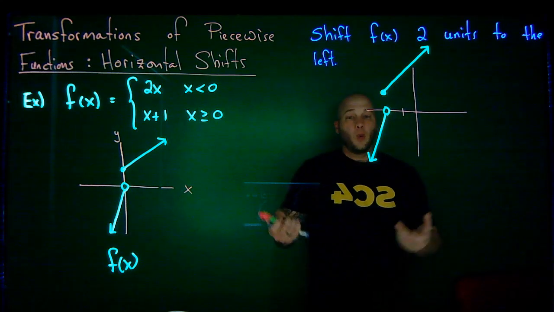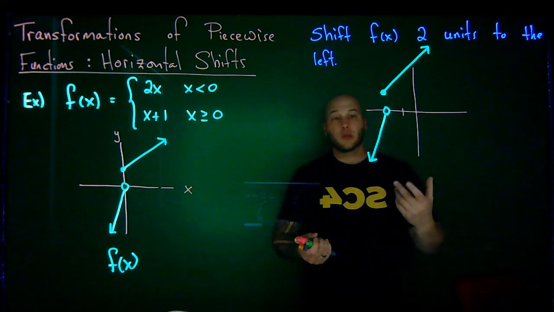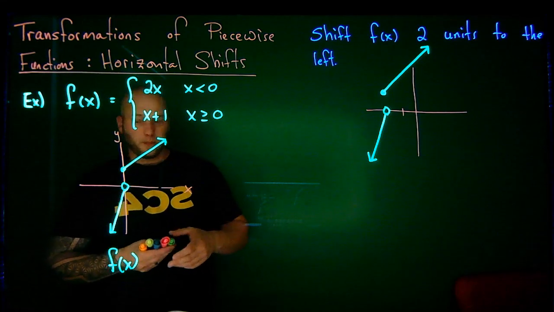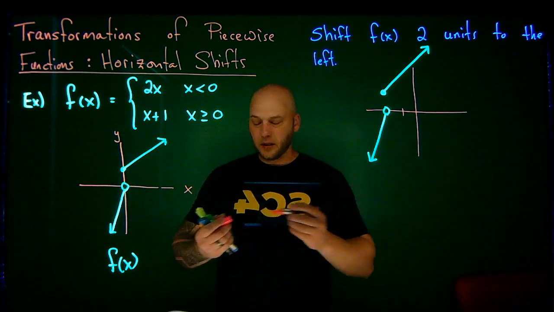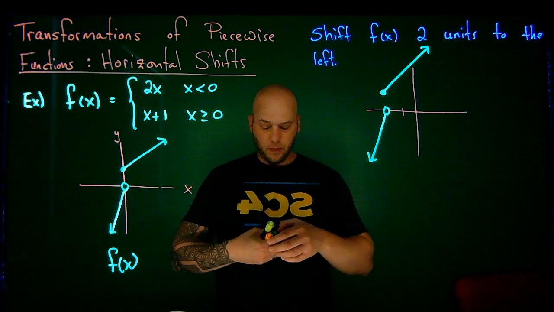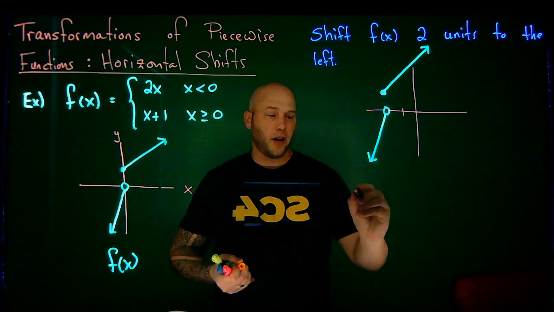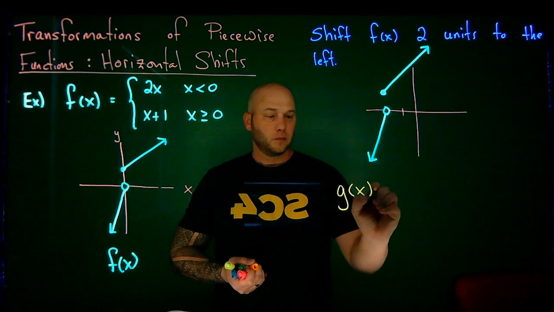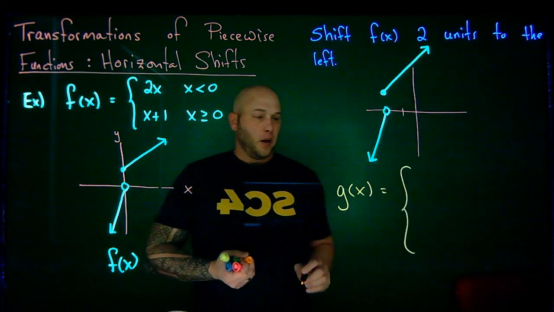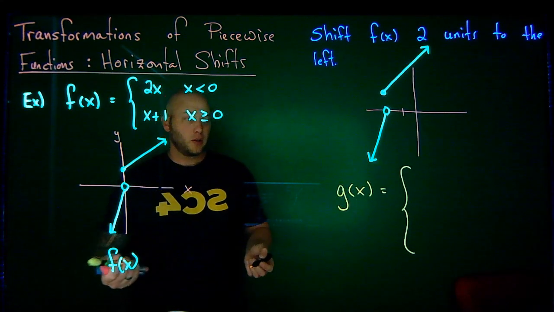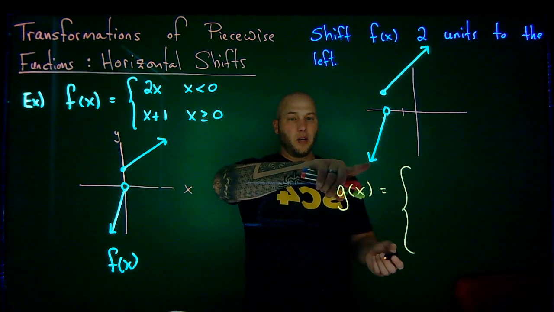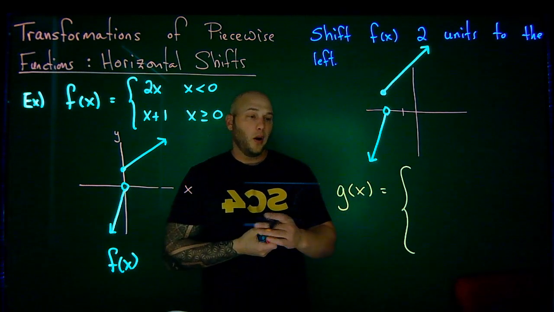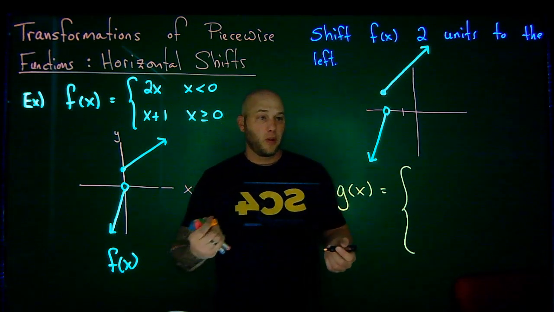Okay. What I want to know is what is the function expression for this shifted graph? Well, since this is not the same function, let's call it a different name. So let's call this one g of x. And of course it has two components. I've got this part right here that has a slope of 2, and this part right here that has a slope of 1. Well, what are the expressions for that?